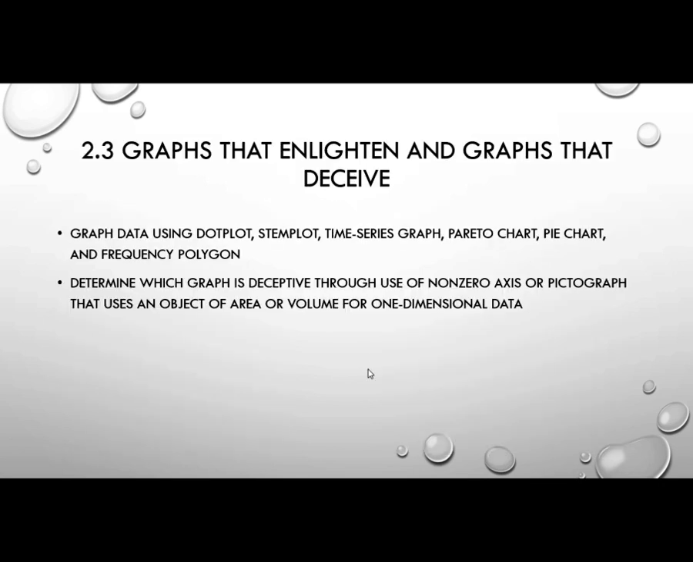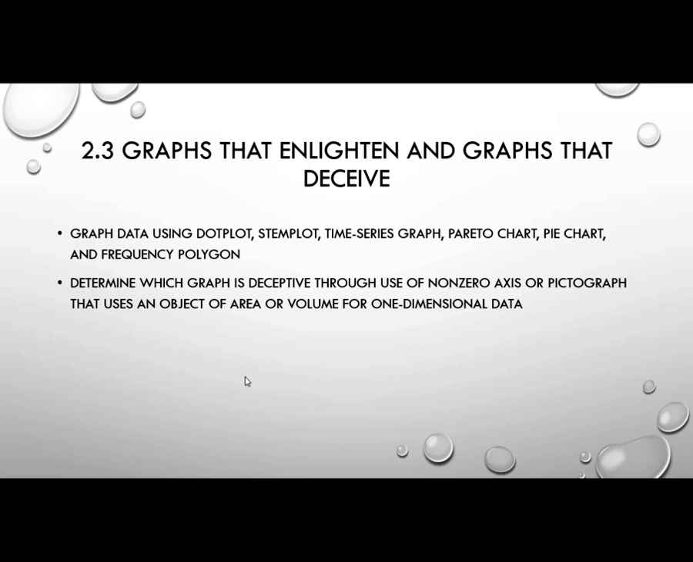All right, graphs that enlighten and graphs that deceive. Graph data using dot plot, stem plot, time series graph, Pareto chart, pie chart, and frequency polygon. We're going to look at all of those. We're going to determine which graph is deceptive through the use of non-zero axis or pictograph that use an object of area or volume for one-dimensional data. Okay, that's in the textbook.